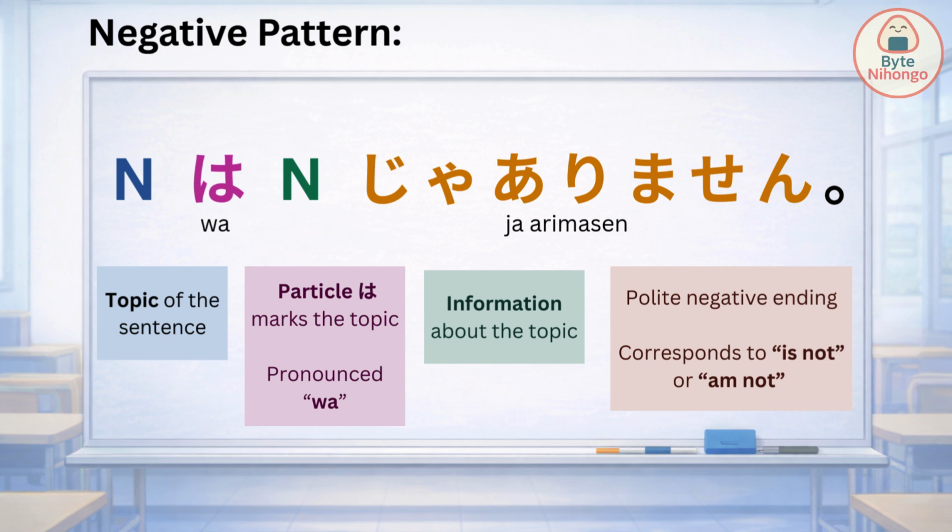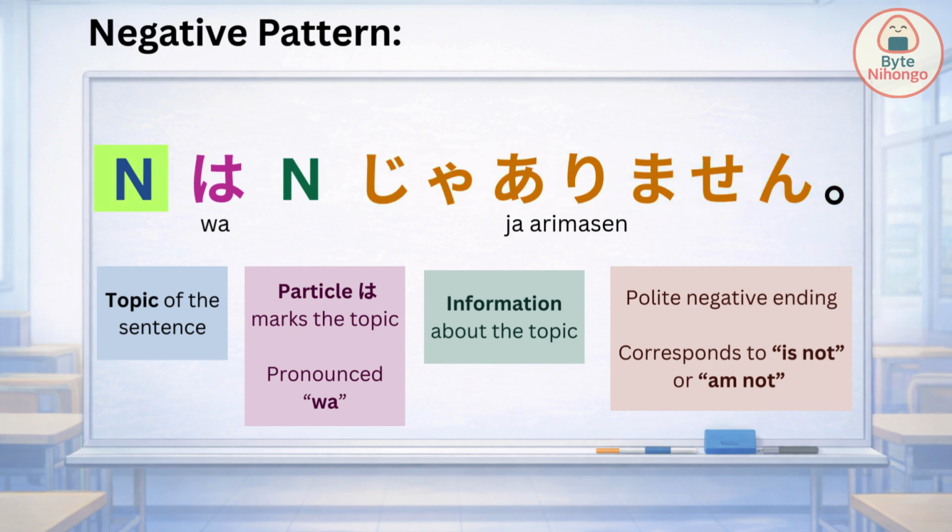Now, let us move to the negative pattern. The second pattern is N wa N ja arimasen. This pattern is used to state negative information politely. You use it when something is not true, or when you want to correct information in a polite way. Structurally, this pattern is almost the same as the previous one. The only difference is the ending.